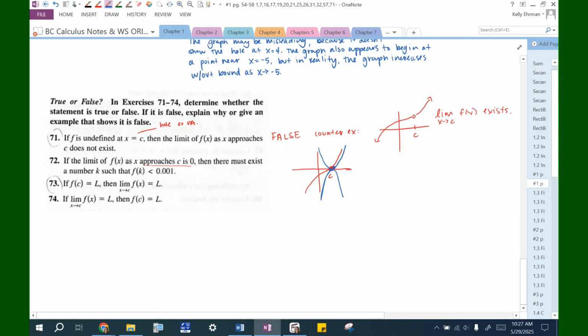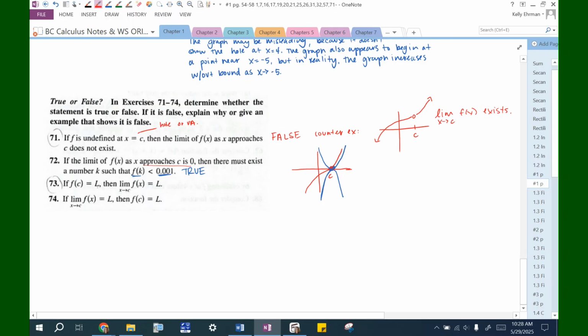Have we gotten away with getting close to 0 and not having a y value less than 0.001? All the negatives are less than 0.001. All the positives, as you get close to 0, you have to get very close to 0.001. So I think that's got to be true. If the graph is getting arbitrarily close to 0, it's got to get less than 0.001 at some point because you're getting closer and closer to 0.